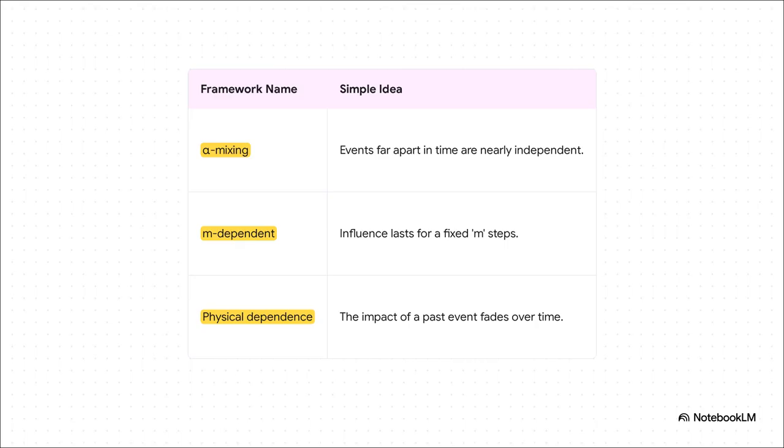Their work gives us different frameworks for different kinds of data terrains. For example, think about the weather. A huge storm today definitely impacts the forecast for tomorrow, but it has almost no effect on the weather a year from now, right? That's called mixing. Then you have something like physical dependence, where the impact of an event just kind of fades away over time, like ripples in a pond. Each one is a specialized tool for a specific kind of data landscape.